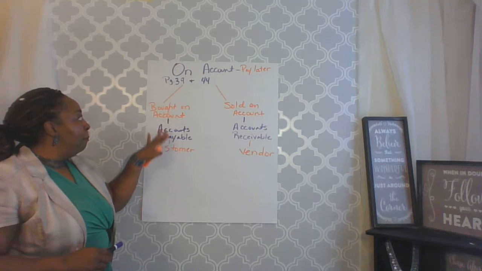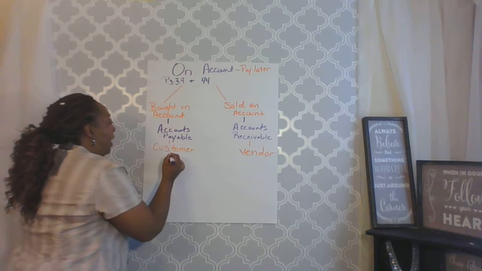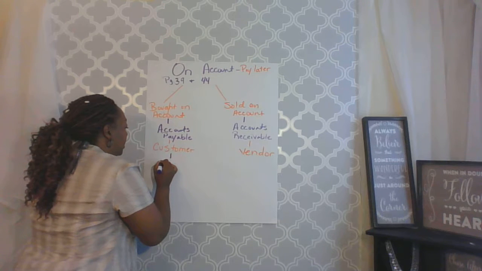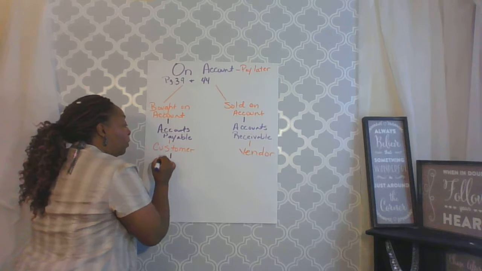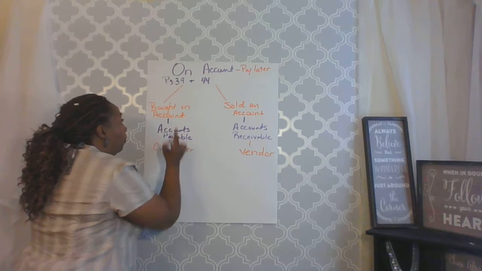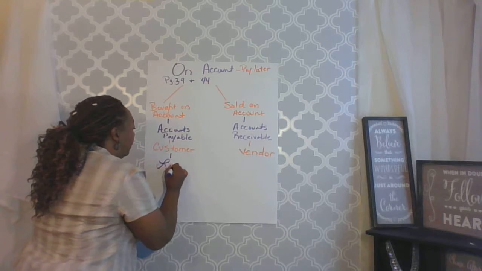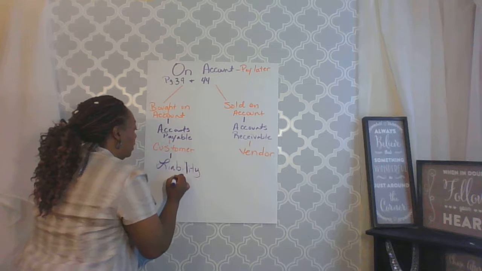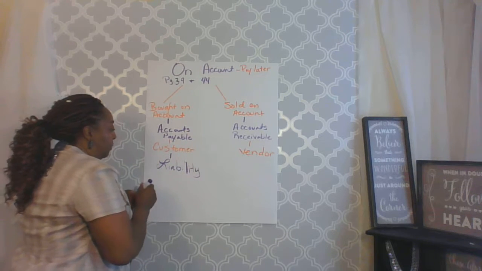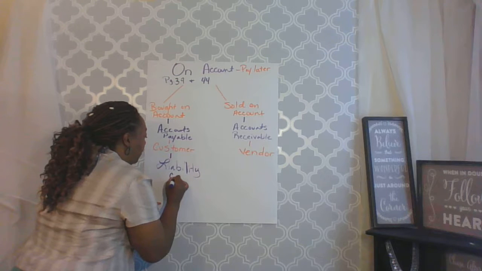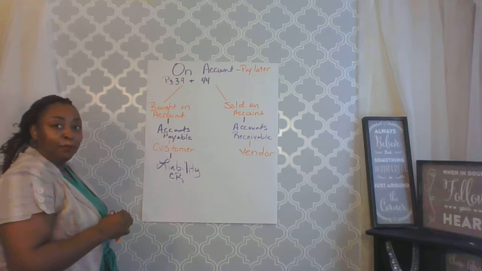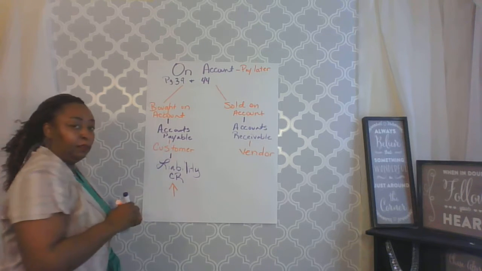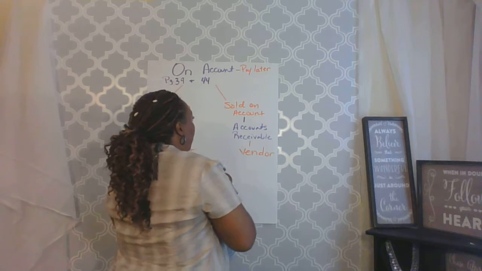When we buy on account, we use accounts payable. Before we do normal balance, where it falls in the accounting equation, it is a liability. That means the normal balance is a credit. If we bought supplies on account, our liabilities are going up. They're increasing.